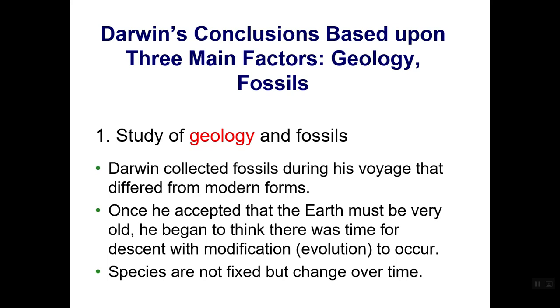And today we know that the Earth is about 4.6 billion years old. So with this new found thought, if the Earth is a lot older than we think it is, then that allows for something that occurs really slowly, like evolution, to occur. So he established that species are not fixed, but change over time, based on his study of geology and fossils.